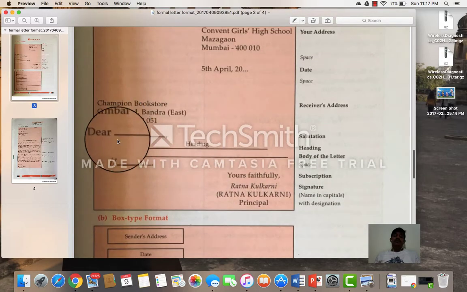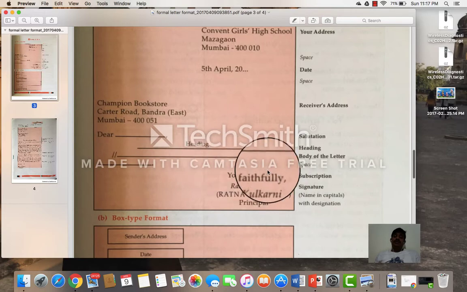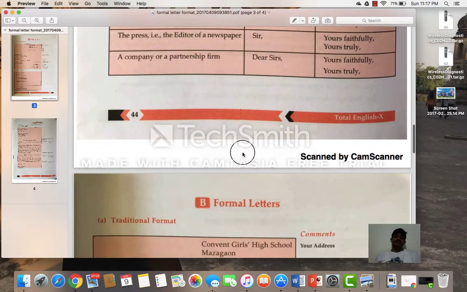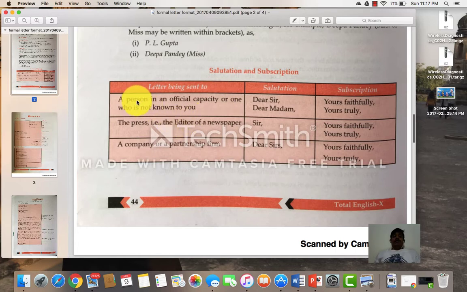Now let us learn a little more about the salutation and the subscription. This gives us the detail of salutation and subscription. For a person in an official capacity or one who is not known to you: Dear Sir, Madam, and if you do not know the gender, it is Dear Sir or Madam. The subscription is always Yours faithfully, Yours truly. If you are writing to a press, the editor of a newspaper, the salutation is Sir, and the subscription remains Yours faithfully or Yours truly.